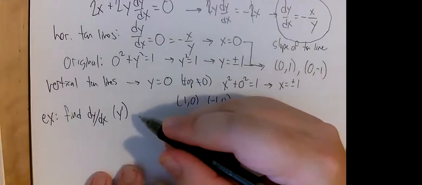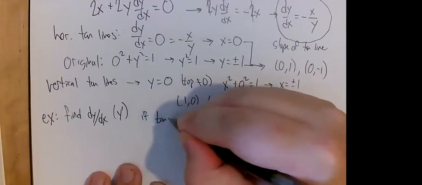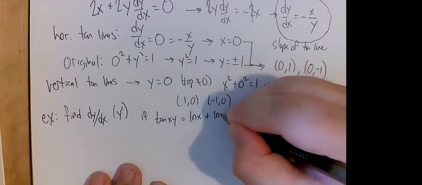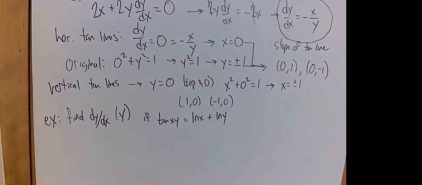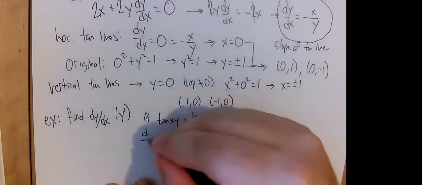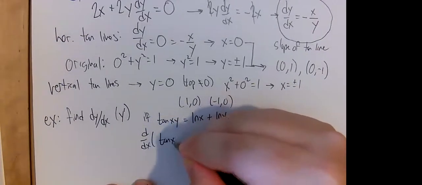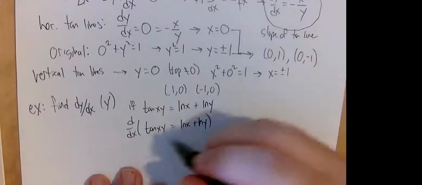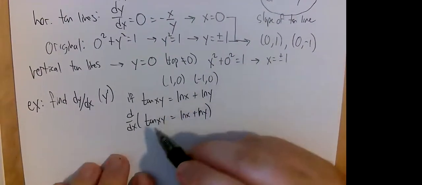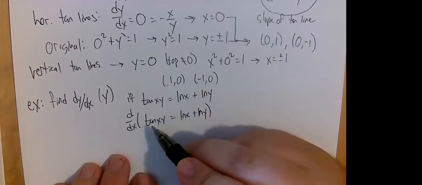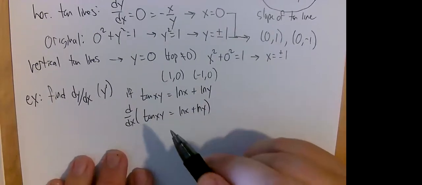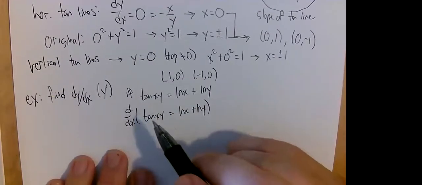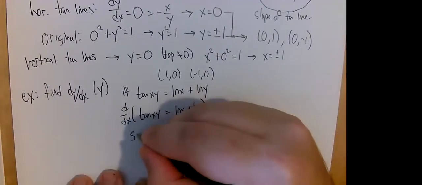So find dy/dx or y prime if tangent of xy is equal to ln of x plus ln of y right here. All right, so we're going to do the derivative with respect to x. Okay, so let's go to the left-hand side here first. So we see that we have x times y plugged into a tangent. So this means we're going to need to use the chain rule here because we have one function plugged into another. So the derivative of tangent, as we've learned previously, is secant squared.